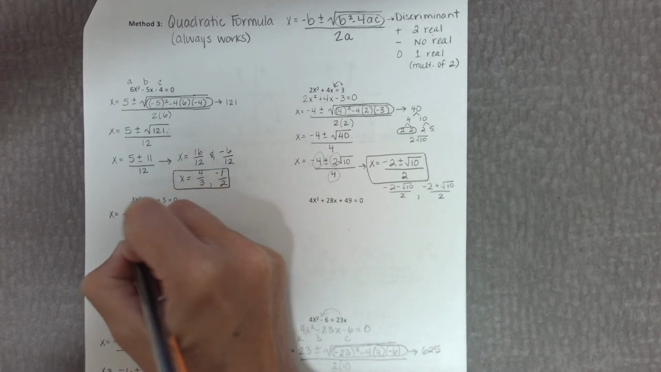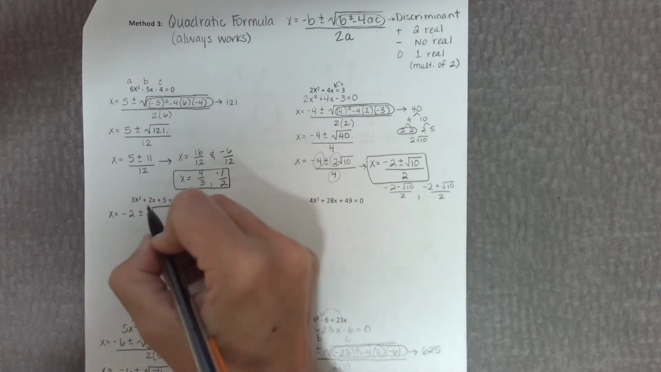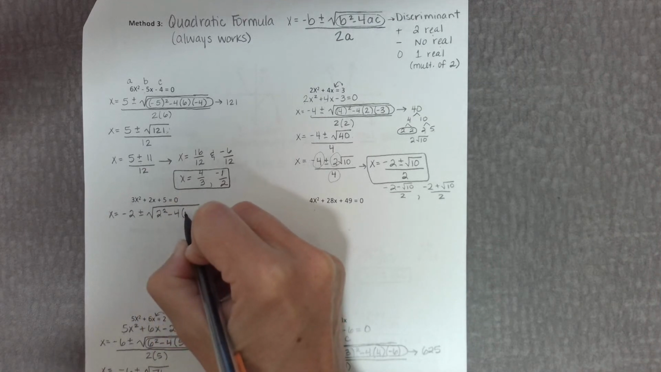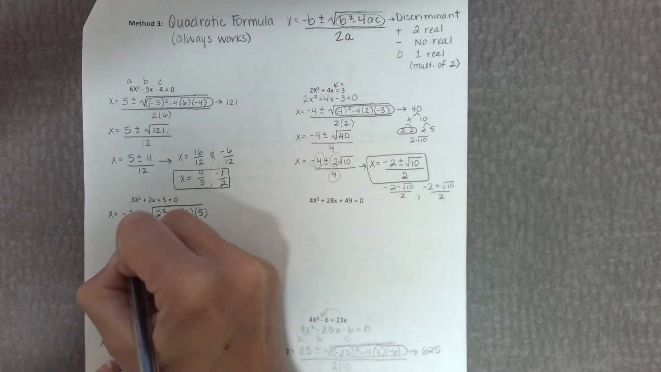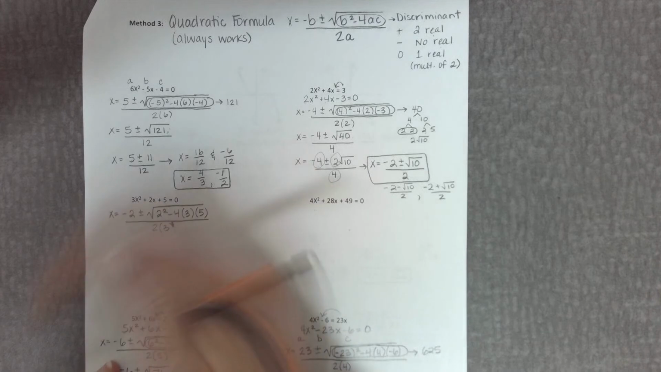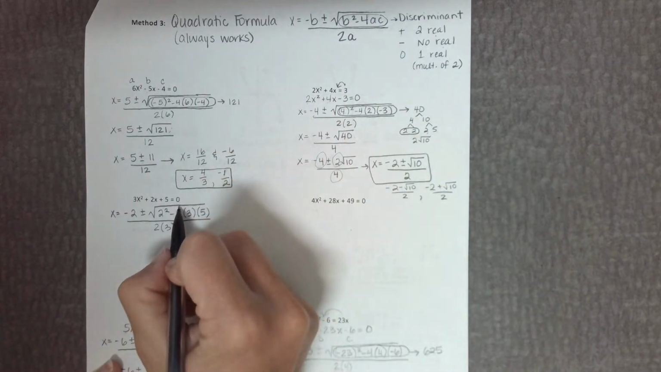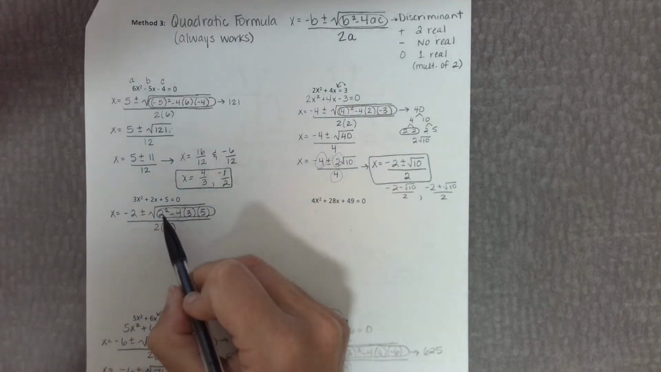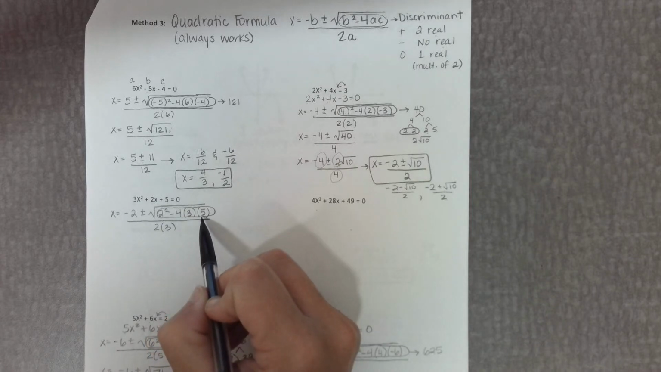Negative b would be negative 2, plus or minus the square root of b squared, so 2 squared minus 4 times a, which is 3, times c, which is 5. And then all of that divided by 2 times a, which is 3. So calculate the discriminant. You're going to calculate 2 squared minus 4 times 3 times 5.